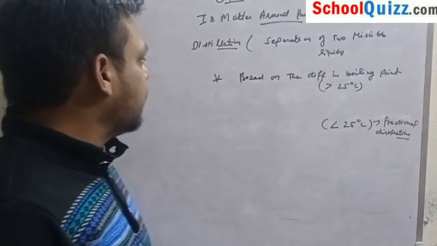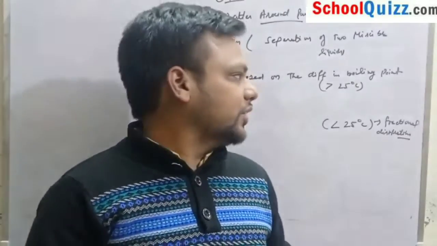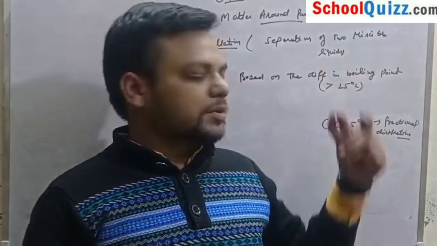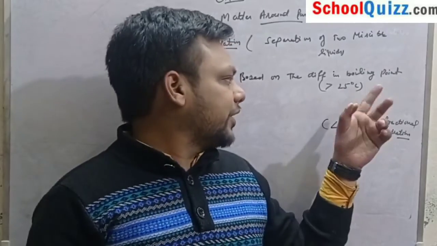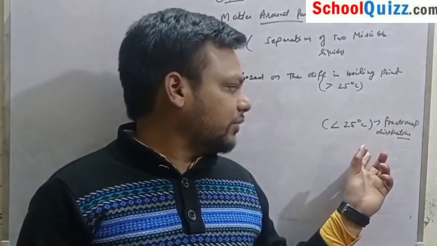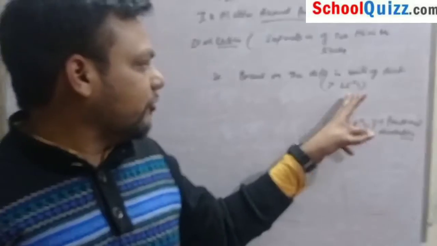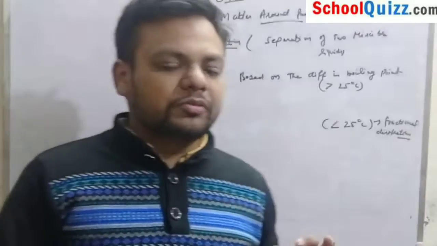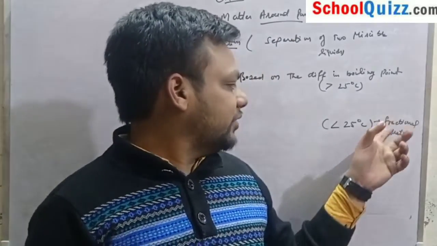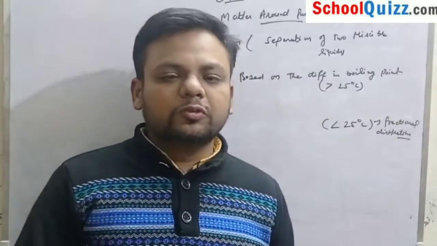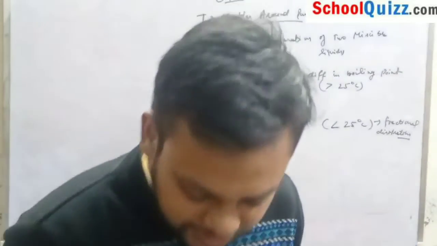So we will discuss both topics, distillation and fractional distillation. Both are based on the separation of miscible liquids, but it depends on whether the temperature difference is greater than 25 degrees Celsius or less than 25 degrees Celsius. If it is greater than 25 degrees Celsius, then we will use simple distillation, and if the boiling point difference is less than 25 degrees Celsius, then we will use fractional distillation.